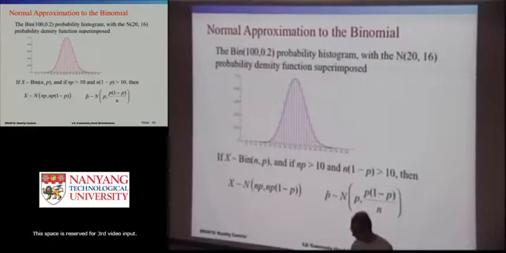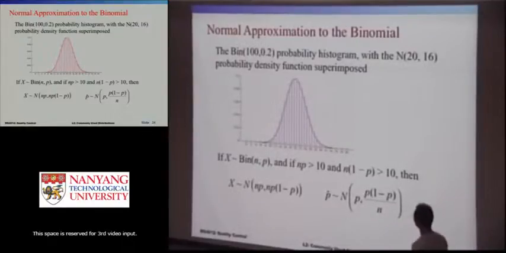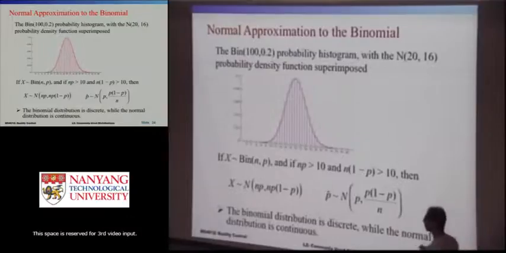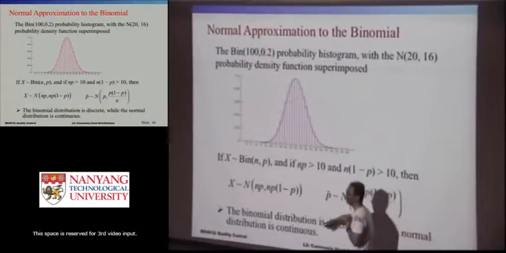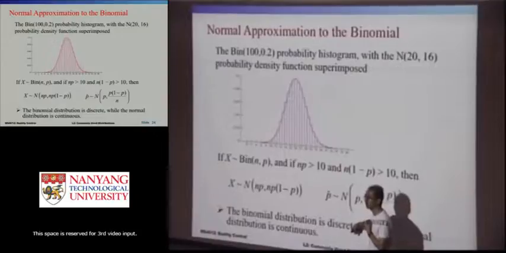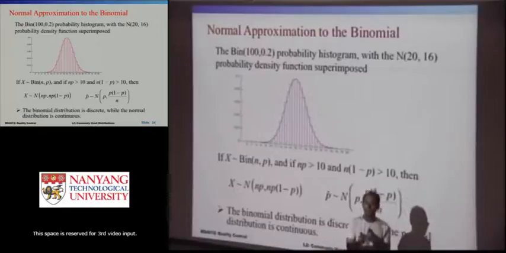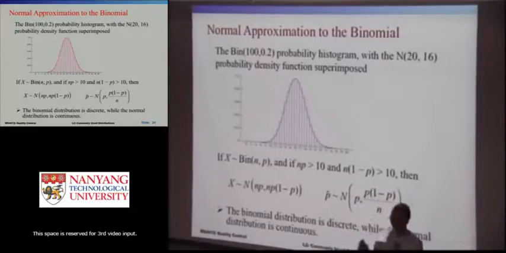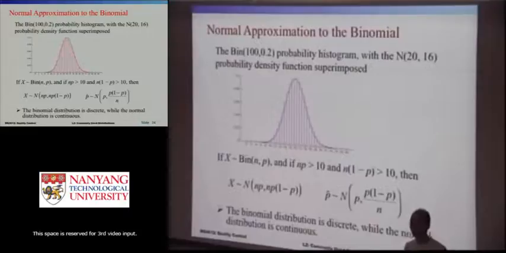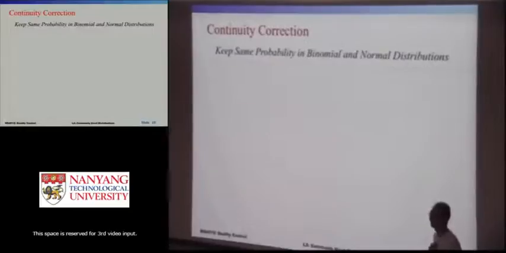When we approximate a binomial distribution by a normal distribution, do remember that the binomial distribution is discrete and the normal distribution is continuous. So we need to do the continuity correction. And what's the goal of the continuity correction? The goal of continuity correction is to keep the same probability in the binomial and normal distributions.